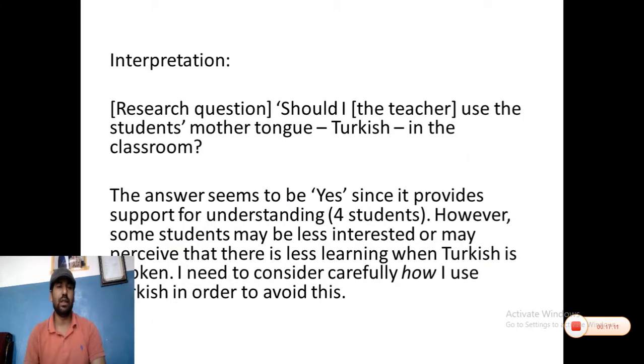So now interpretation, research questions. Should I use the student's mother tongue, Turkish, in the classroom? Now see the conclusion or summary of the researcher. The answer seems to be yes, since it provides support for understanding. 4 students said that. However, some students may be less interested or may perceive that there is less learning when Turkish is spoken. I need to consider carefully how I use Turkish in order to avoid this.